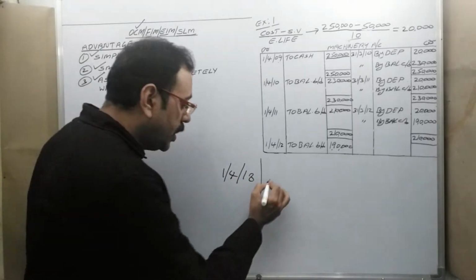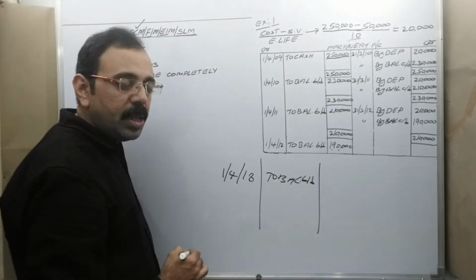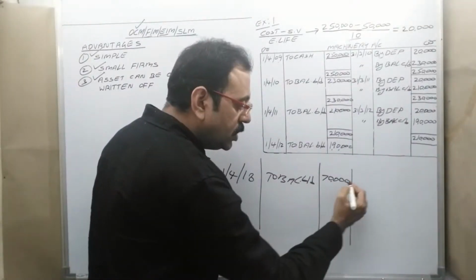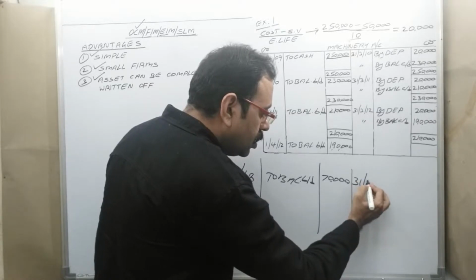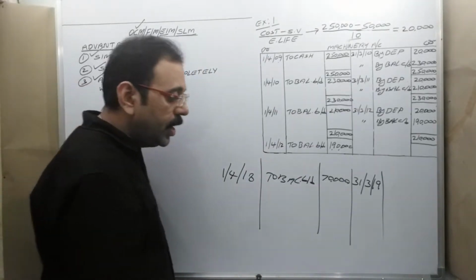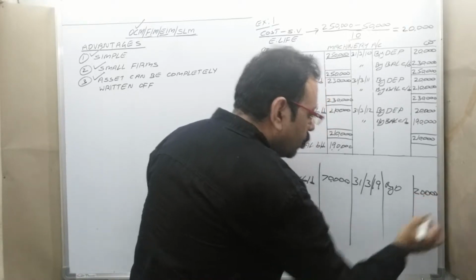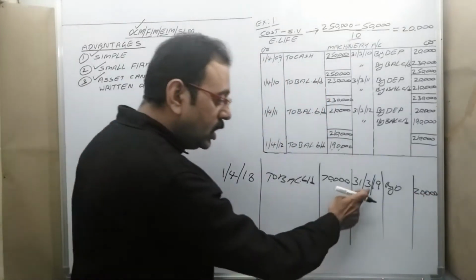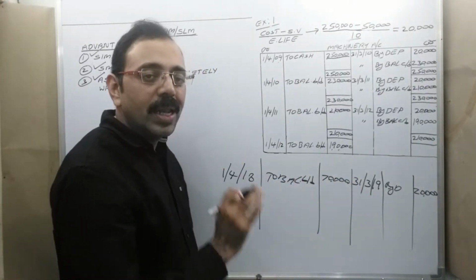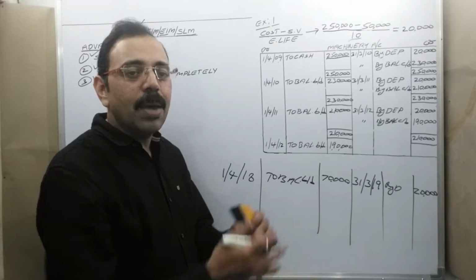Last year opening date is 1/4/2018. On that day, the balance brought down will be 70,000 rupees. The 10th year last date is 31st March 2019. On that day, the depreciation amount is 20,000 rupees, and this is the last day of the 10th year, no? On this day, the asset is totally damaged. We cannot use it further. So what do we do? We sell it on scrap basis.